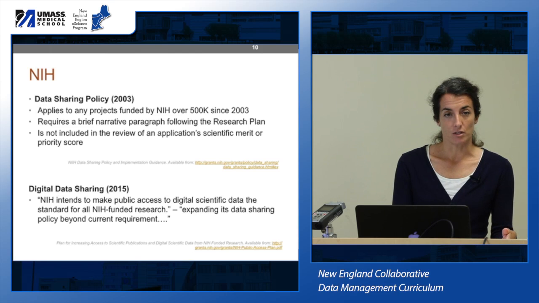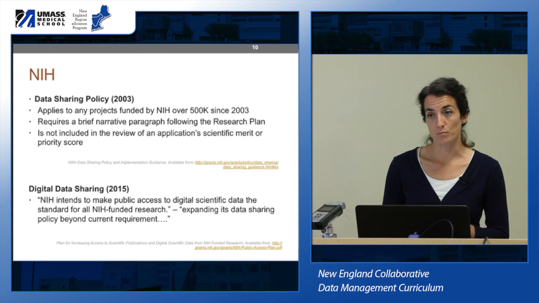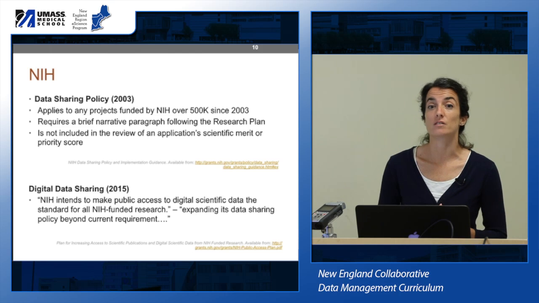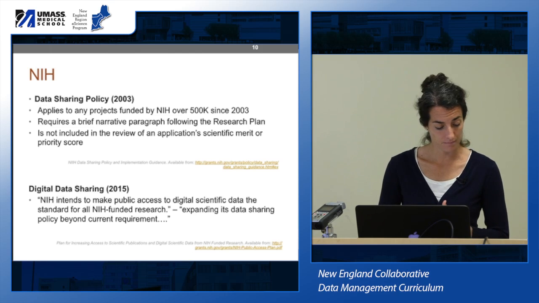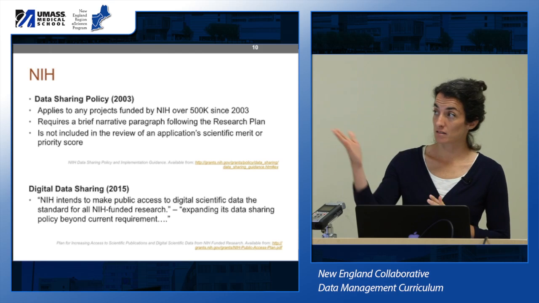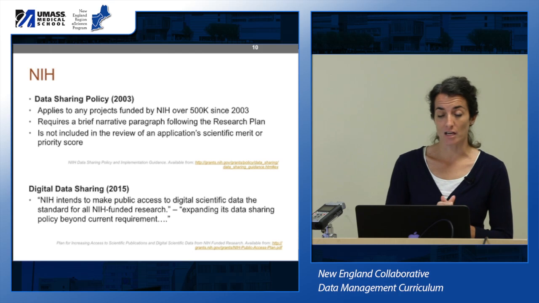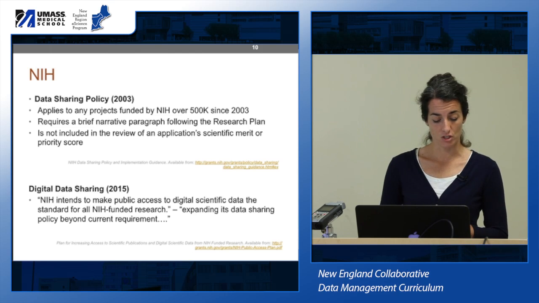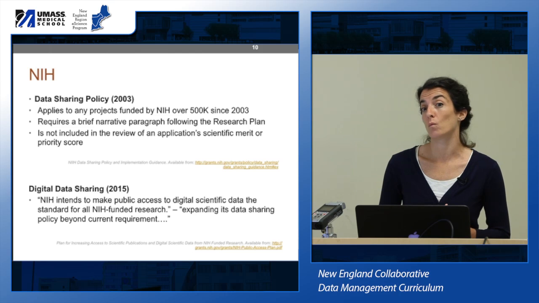For biomedical research, the National Institutes of Health is a very important funding agency. At the University of Massachusetts Medical School, for example, 70% of the research conducted here is funded through the National Institutes of Health. The current NIH requirement is the data sharing policy established in 2003, which I just mentioned. Again, it asks investigators seeking more than $500,000 in support to provide a description of how their final research data will be shared or to explain why it cannot be shared.